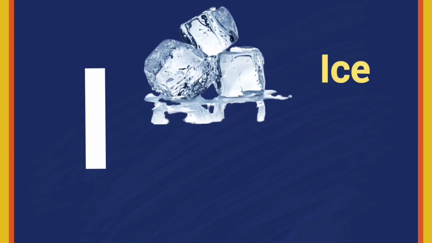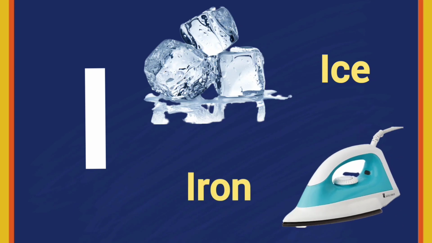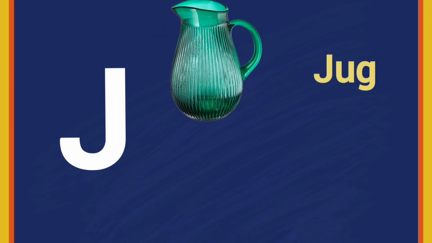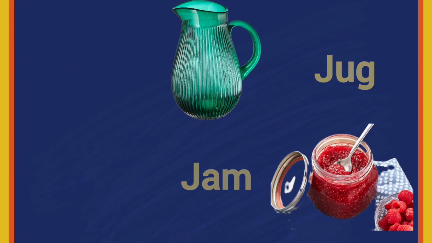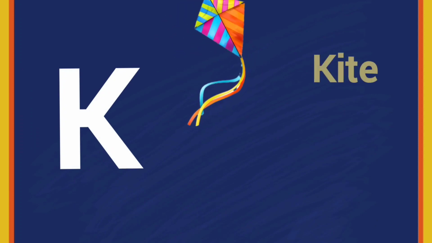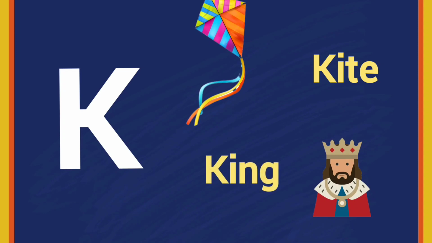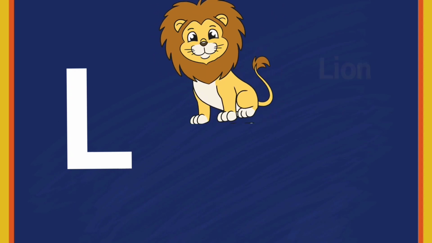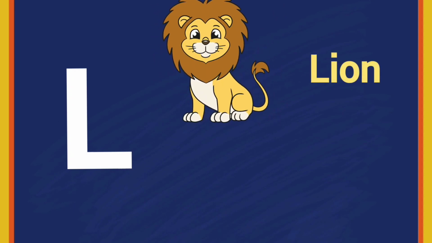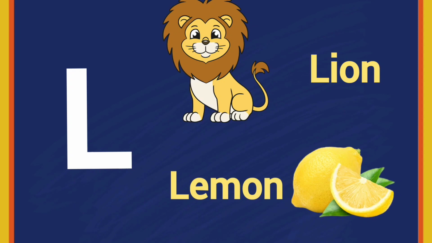I. I for eyes. I for iron. J. J for jug. J for jam. K. K for kite. K for king. L. L for lion. L for lemon.